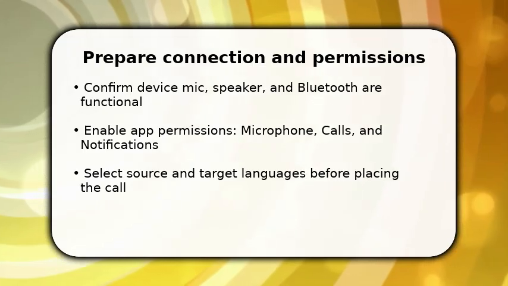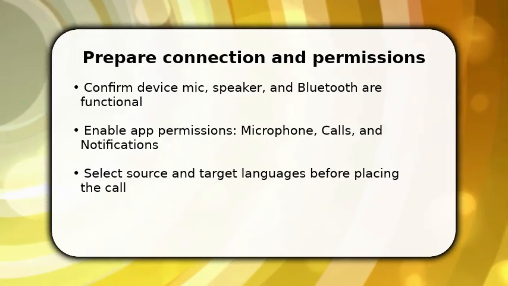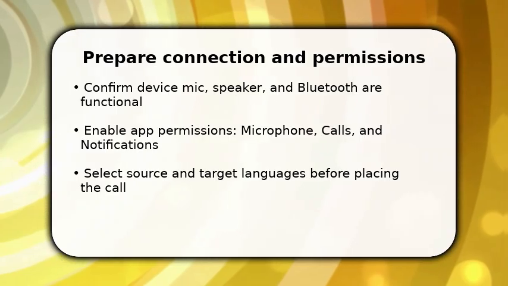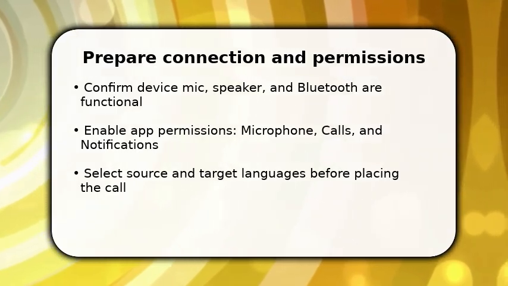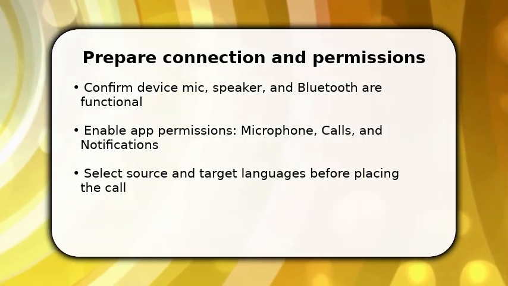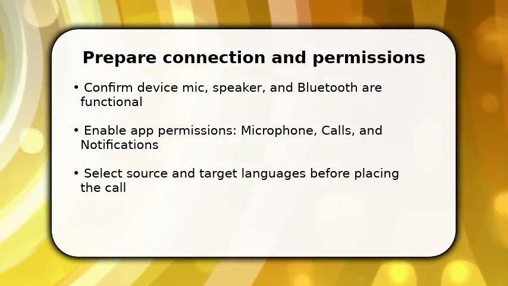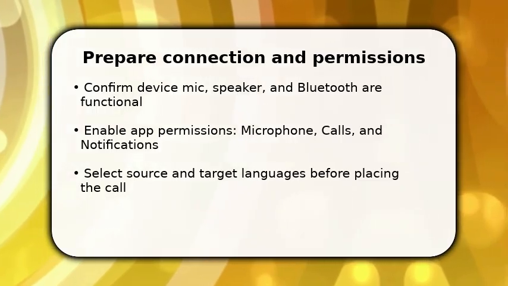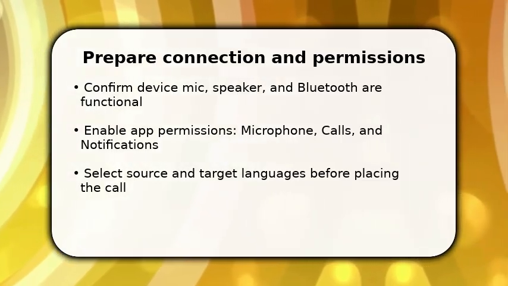You start by verifying the essentials so translation works instantly. Plug in or pair your headset, test mic and speaker levels, and make sure background noise is minimal. Once done, open the translation app and grant microphone, calls, and notifications permissions so the service can capture and relay audio. Set the source and target languages now.